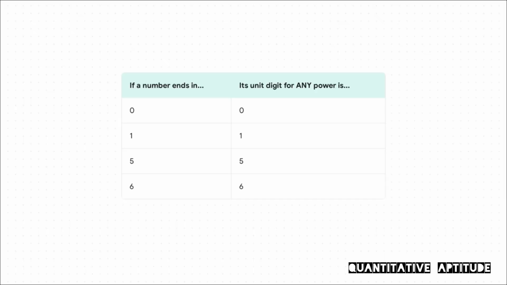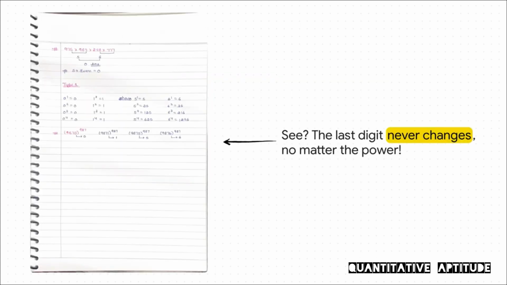There are 4 very special numbers to remember: 0, 1, 5, and 6. If a number's unit digit is one of these 4, then it doesn't matter what power you raise it to, the unit digit will always stay the same. For example, take 9870. Raise it to any power you want, the unit digit will still be 0. Similarly, the unit digit of 9871 will always be 1. The exact same rule applies for numbers ending in 5 and 6. This rule can be a massive time saver for you.